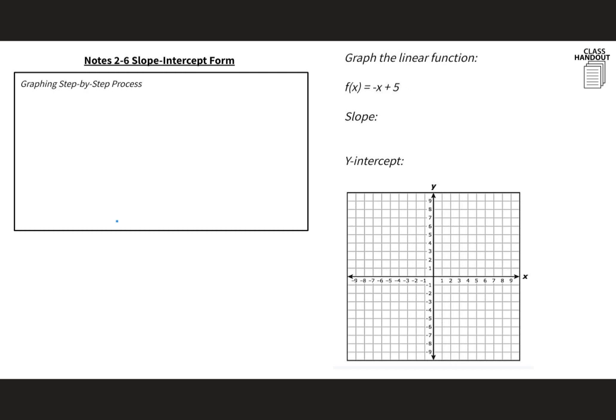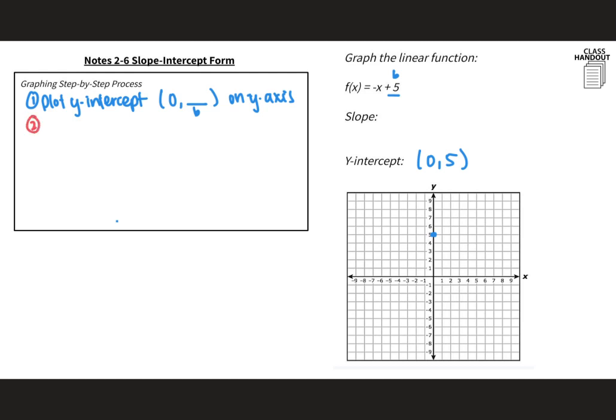So the first thing we're going to do is plot the y-intercept. And the y-intercept we're going to write as 0, comma, whatever b is. And remember, the y-intercept is always on the y-axis. Using this example, this is going to be b. So our y-intercept is going to be 0, comma, 5. So I'm going to start by plotting that point. So 0, 5, there's my y-intercept.